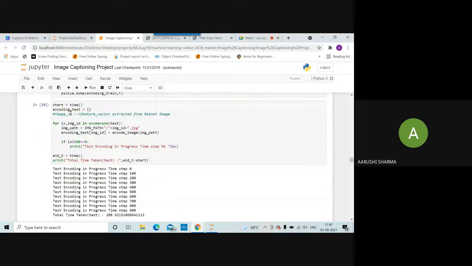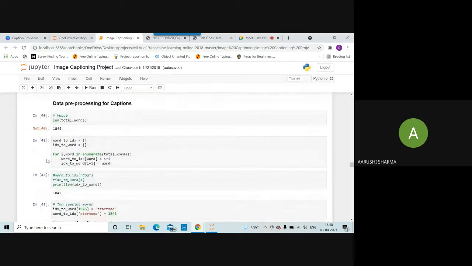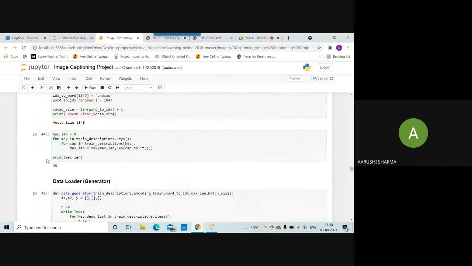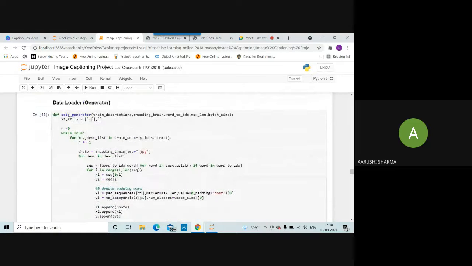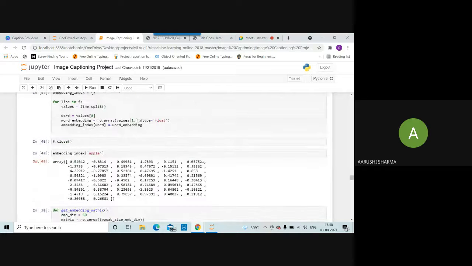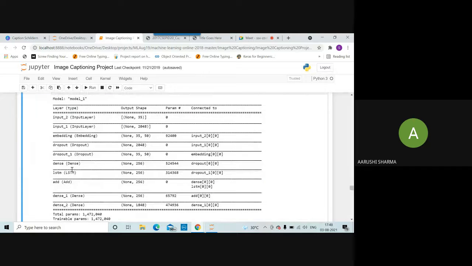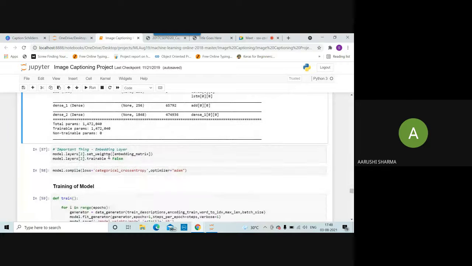After the training phase, we come to the testing phase. Here we test the machine. After that, we tokenize the objects that are being detected by the convolutional neural network, and we have written a generator function, which is used to generate the caption for the image. After that, this is the model summary of our project, the summary of the whole model which we have made, showing what all parameters are there.